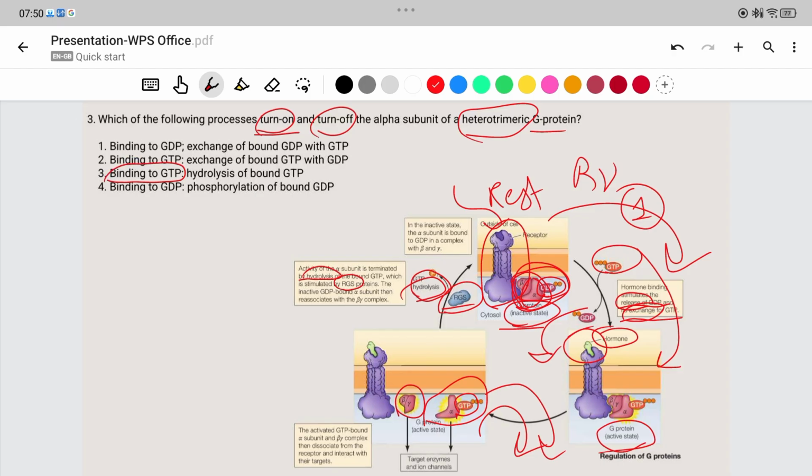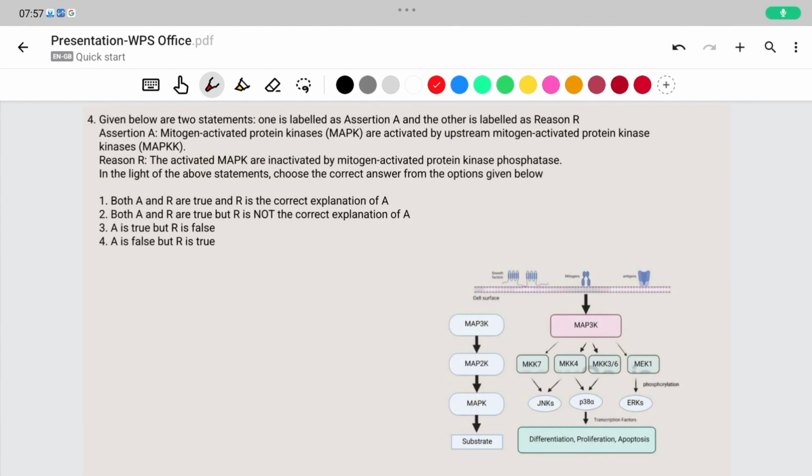So the exchange of GTP, or the binding to GTP, and the hydrolysis of bound GTP. The turn off is happening via the hydrolysis, not via the exchange. So option 3 is correct.